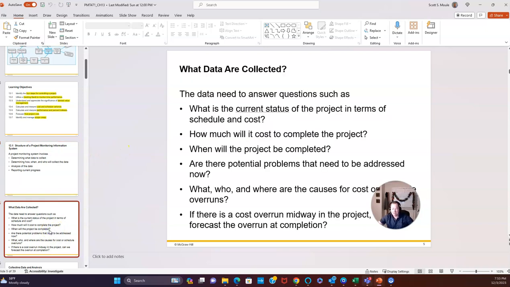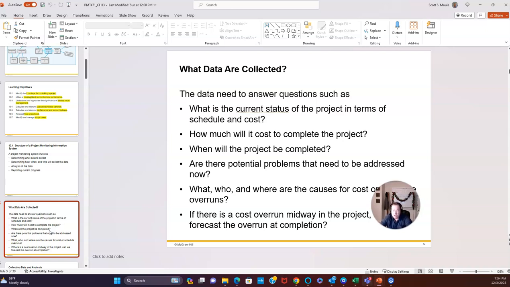Let's talk about what data we're going to collect. When you take a look at the overall project, let's say you're building a project that's going to last 12 months. You're building a new website or a new building on a piece of property. Throughout the overall project, you're going to have to be able to report the status. How are we doing against the plan or baseline schedule? How are we doing toward the planned or baseline cost?